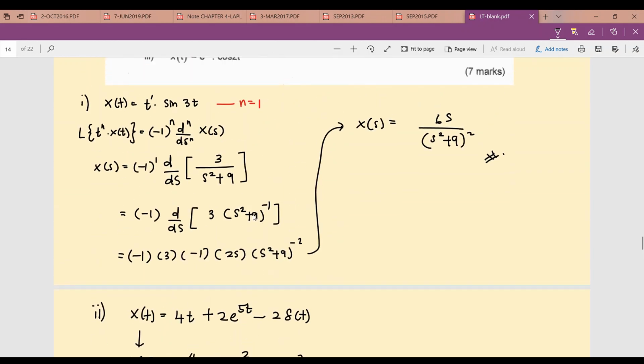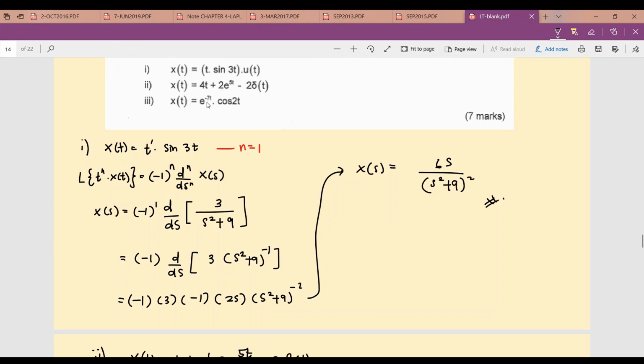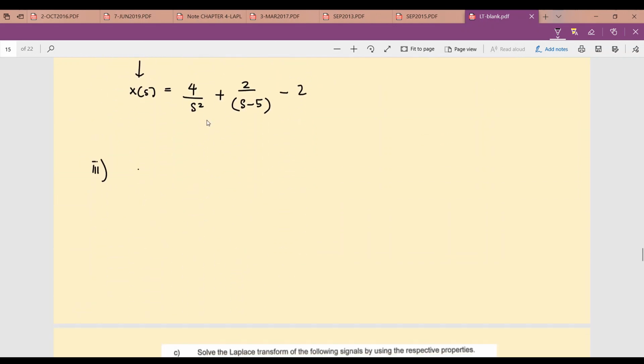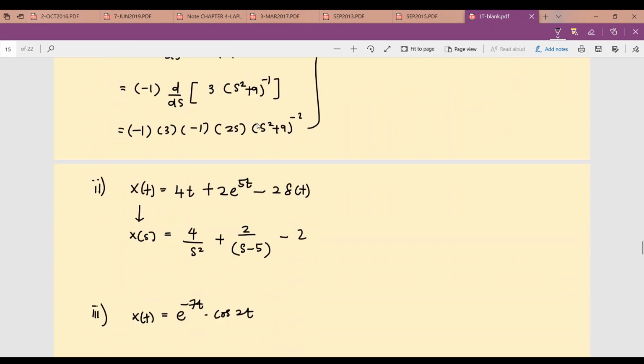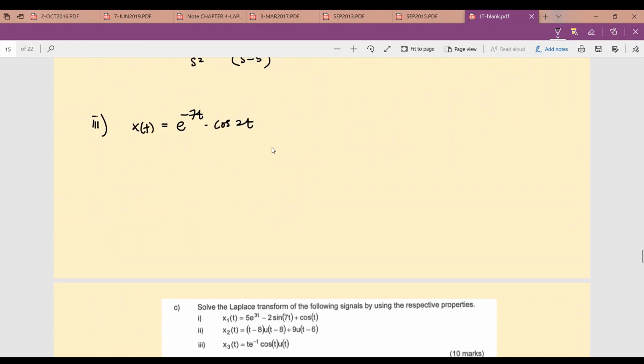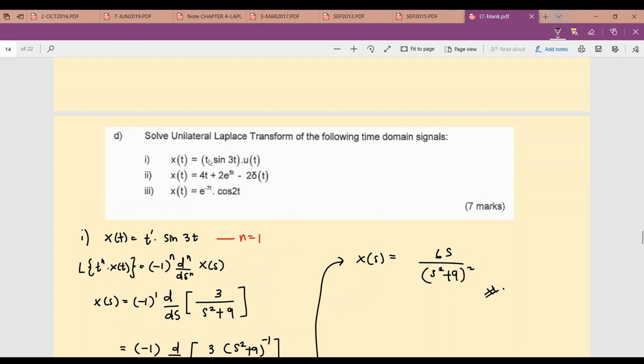Okay, number 3. Okay, number 3 pun senang. Exponent negative 7t cos 2t. Okay, when you look at the table, cos omega t over s square plus omega square, tapi bila dia times dengan exponent, dia adalah s plus 7, sebanyak berapa exponent tu punya power tapi terbalikkan dia punya sign. Lepas tu s plus 7 square plus omega square. Okay, so ini untuk solution this one lah.